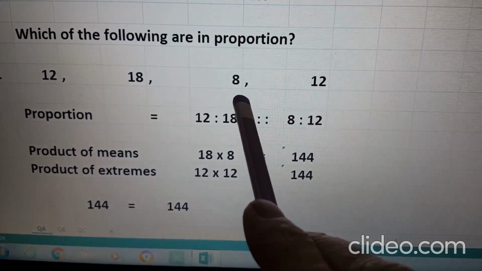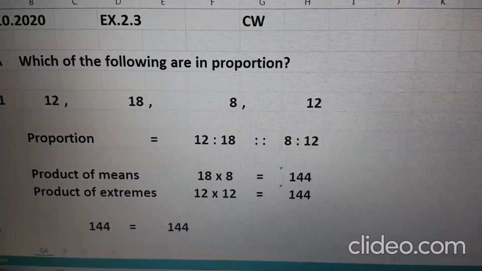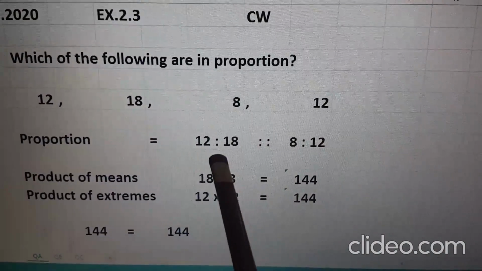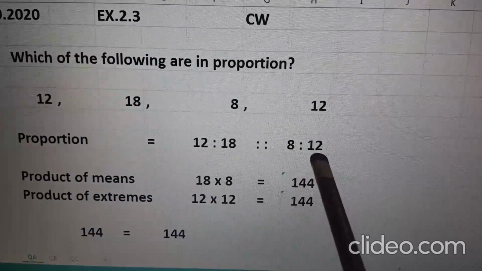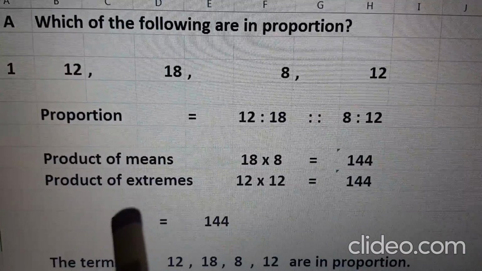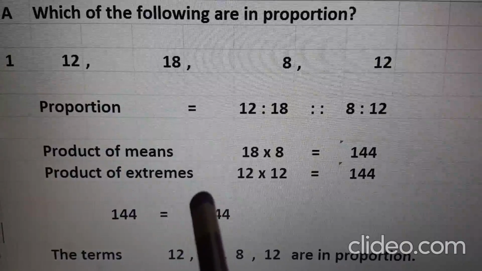12 is to 18, 8 is to 12. Now we will check if 12 is to 18 is the same as 8 is to 12. For this we will find the product of means and the product of extremes.